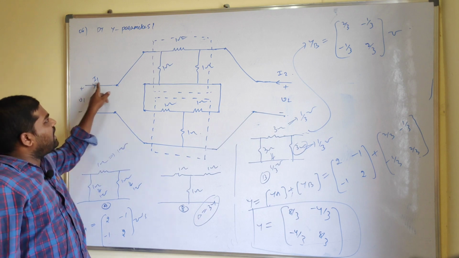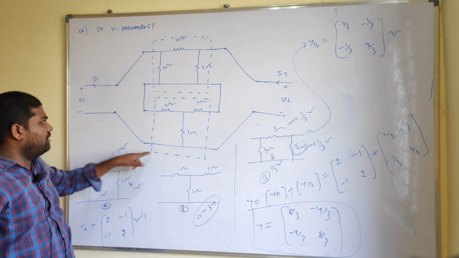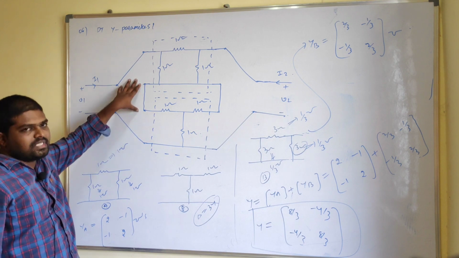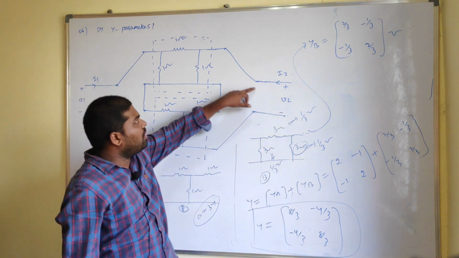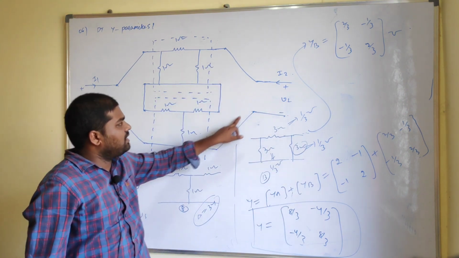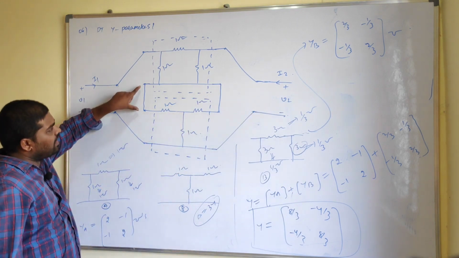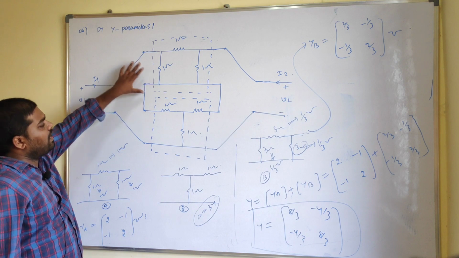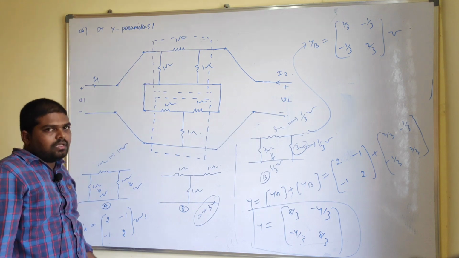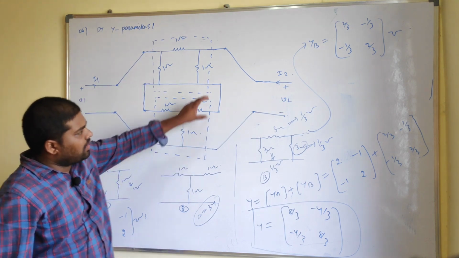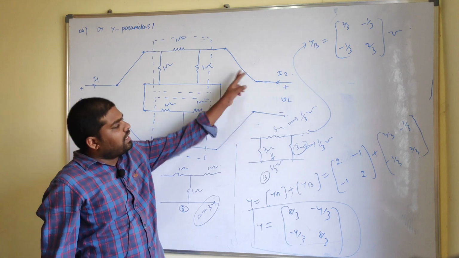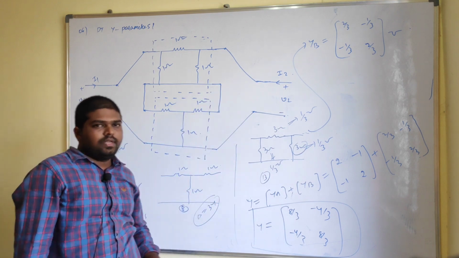Right? This is one complete series path. That means port 1 has a series connection, and in the same way port 2 also has a series connection. By interconnecting these two terminals, port 1 will act as a series network. By interconnecting these two terminals, the entire port 2 acts as a series network.